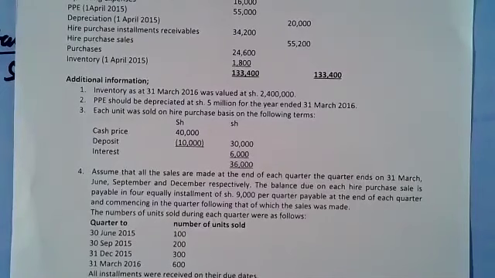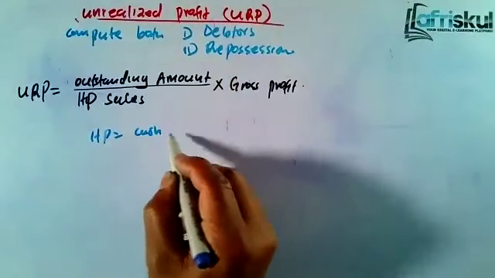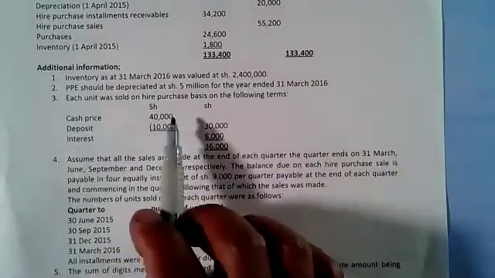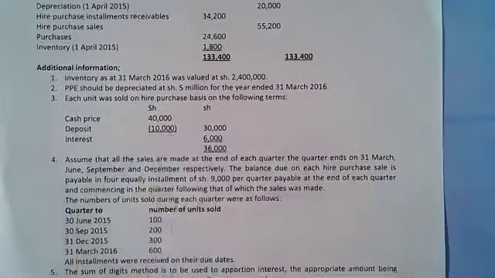Just think about it and then you just type. Yeah, it should be 4,600. Remember we said that hire purchase price, you just take the cash price plus the interest. We have been given it here. You see in this case, the cash price is 40 and the interest is 6. So it's 40 plus 6, you get 46. Ignore this deposit.